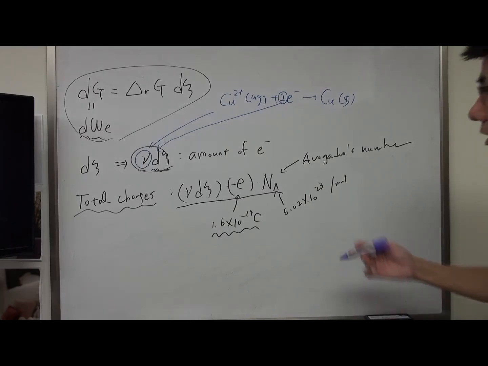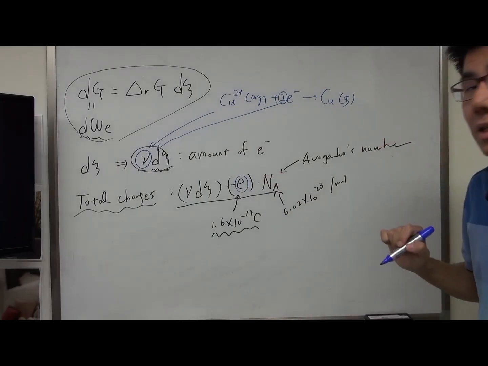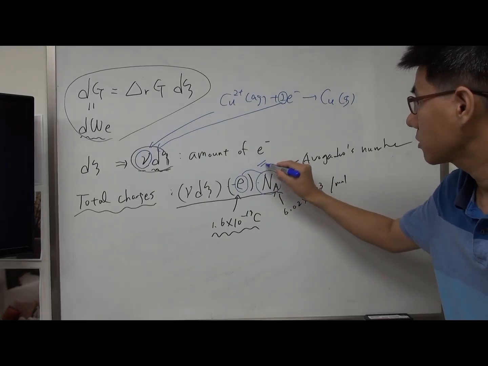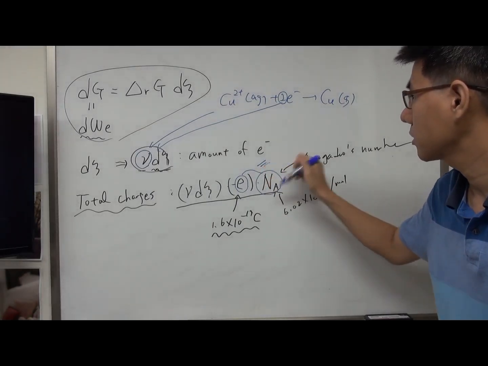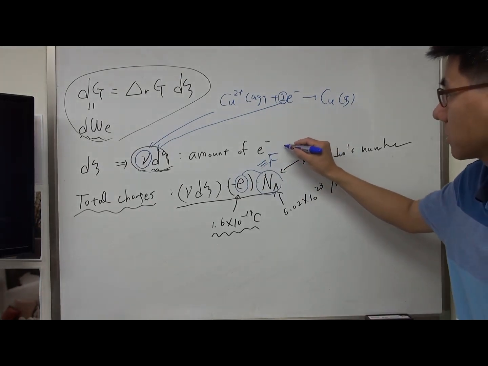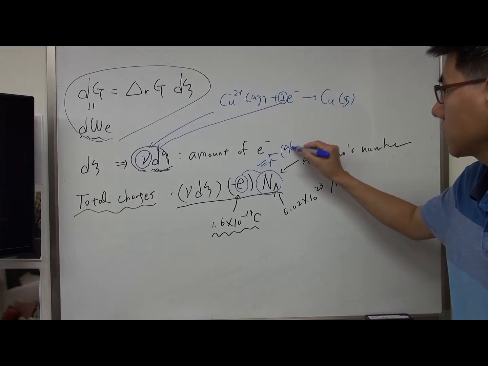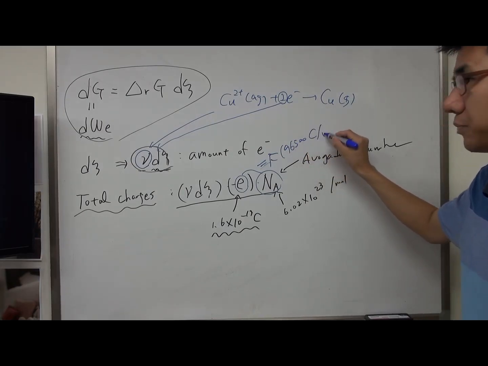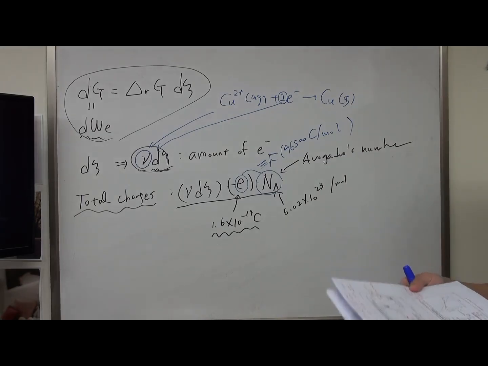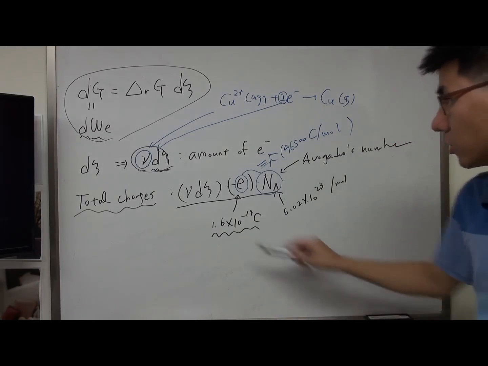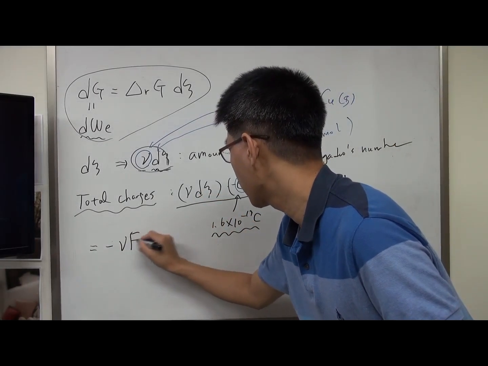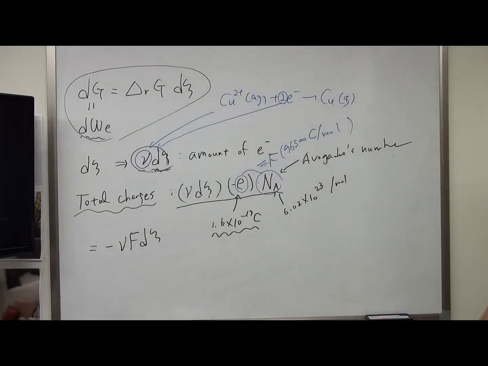And interested is e, the single electron charge, times Avogadro's number, which corresponds to, not by definition, the Faraday constant. You might remember this, like 96,500 coulomb per mole, something like that, right? Okay, that's the Faraday constant. So the total charge is actually minus nu F d psi.